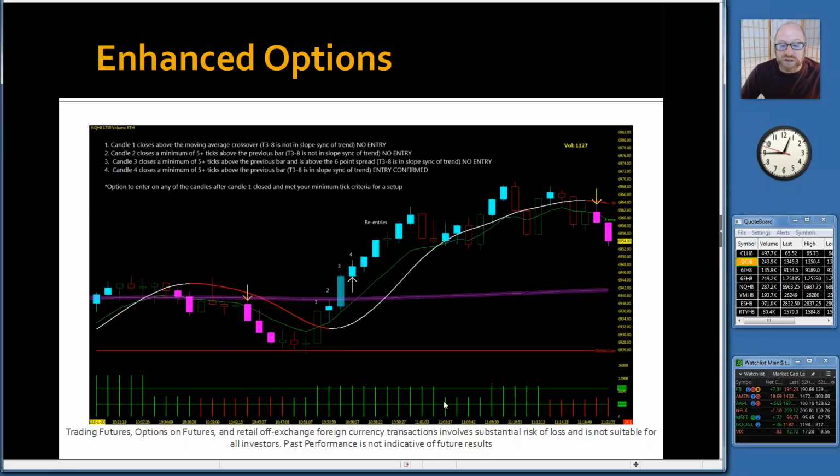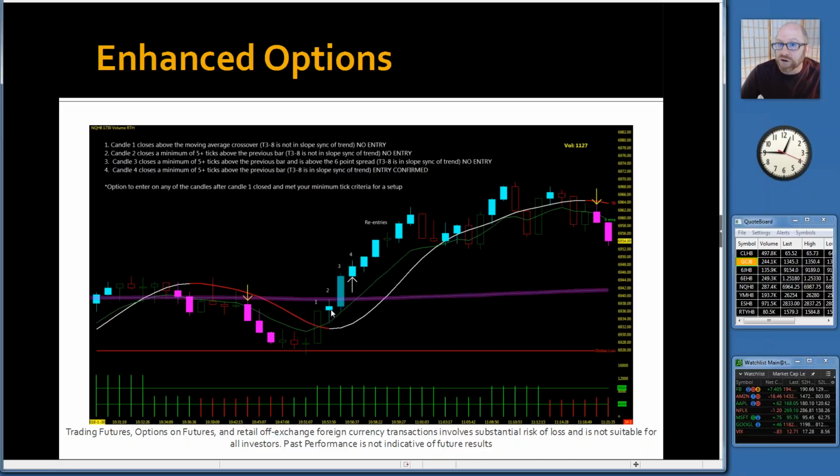So we have the volume bars at the bottom. You can see here, as the volume degraded through the morning session, it wasn't hitting above that 9,000. You might want to switch your setting. And you can see here, not only do we have these indicator arrows, this is an enhanced option that's telling me that that is the first bar that is meeting my criteria for a setup. Not bar number 1, because the T3 slope wasn't in sync.